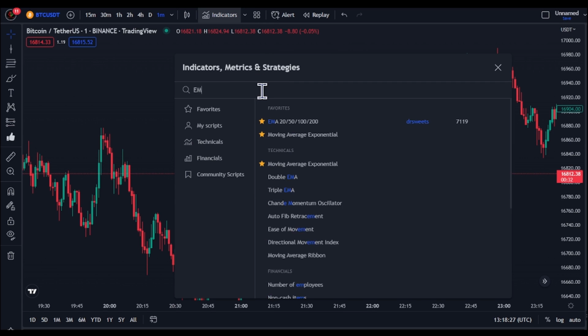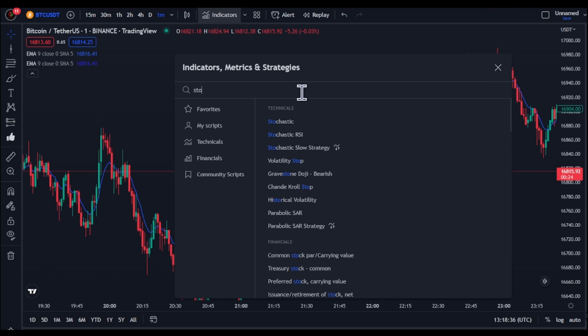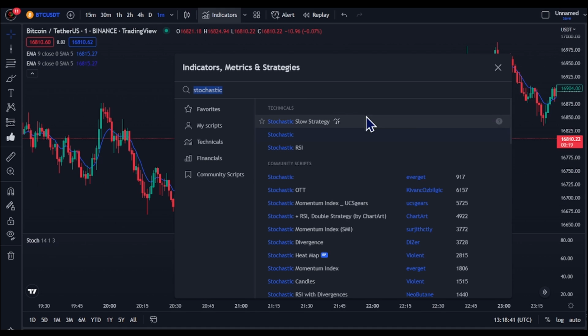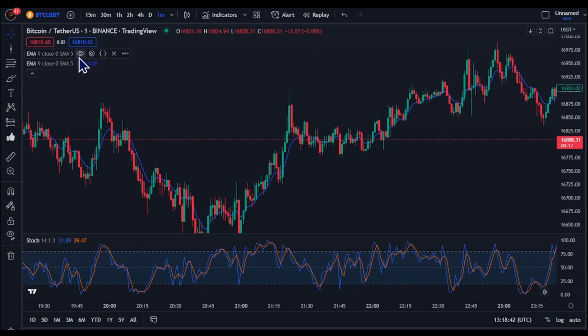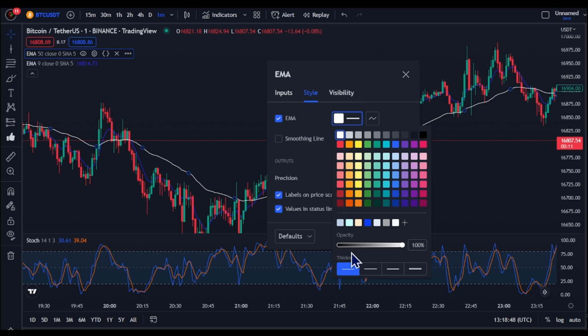Go type in EMA and click this first option 2 times, because for this strategy, we need 2 of it. Now, for our last indicator, type in Stochastic and click this one. We need to customize these indicators, so first, click one of the EMA. In the Input section, change the length from 9 to 50. Then go to the Style section and change the color to white and make it thicker.